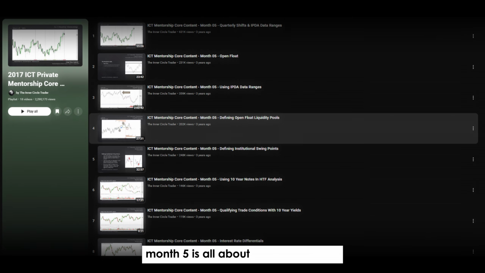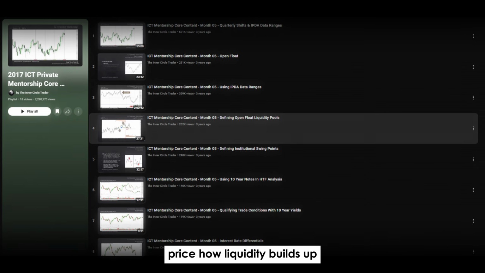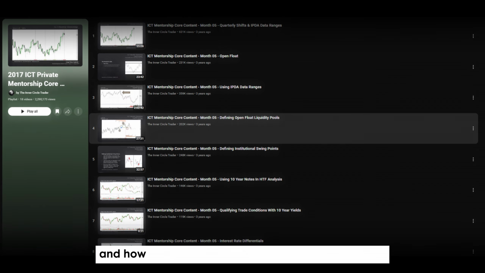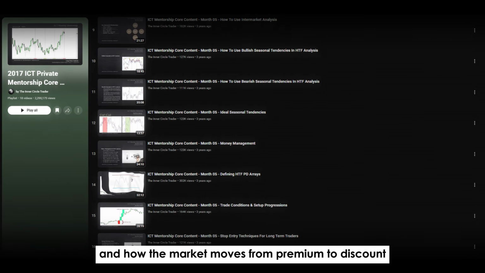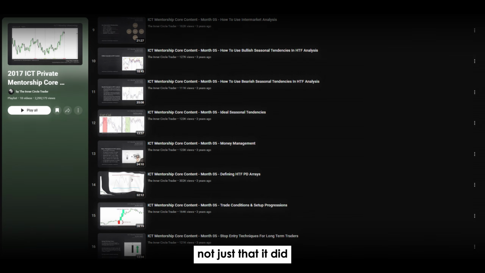Month 5 is all about trade conditions and setup progressions. ICT starts teaching how institutional money engineers price, how liquidity builds up, how dealing ranges form, and how the market moves from premium to discount. You will learn how the higher time frame draw on liquidity controls every small move you see intraday. This month forces you to think in narratives, not in signals. It's where you realize why that fair value gap formed, not just that it did.